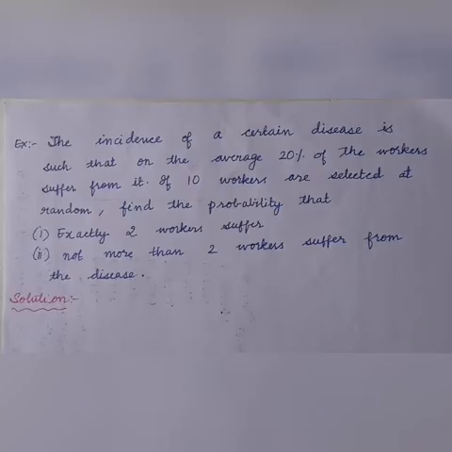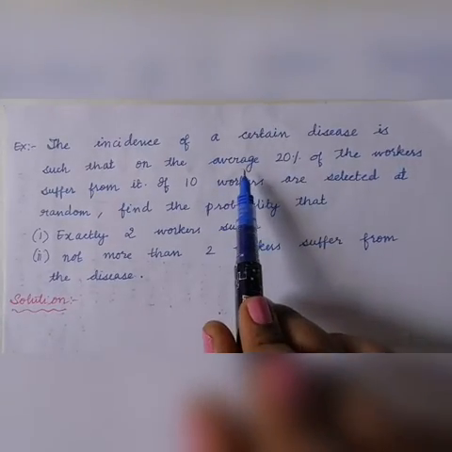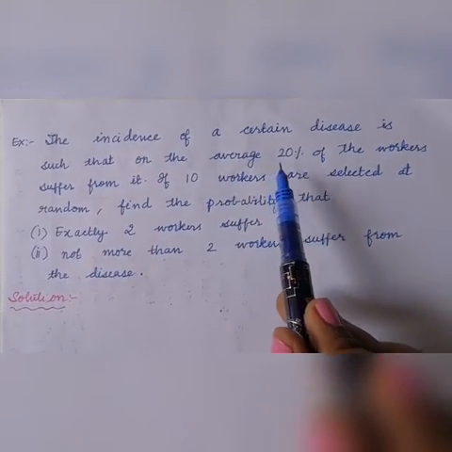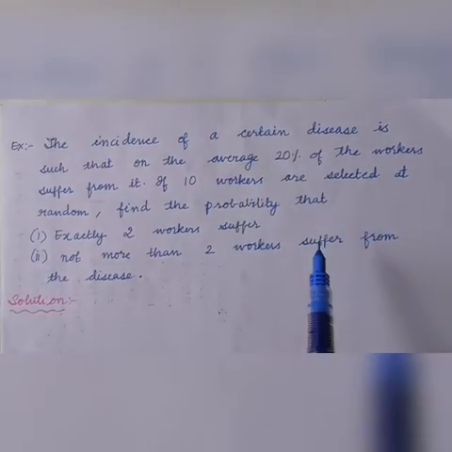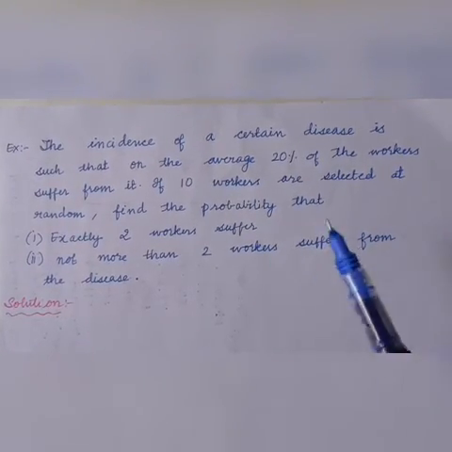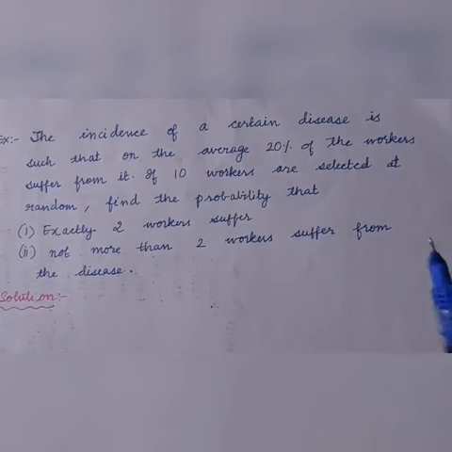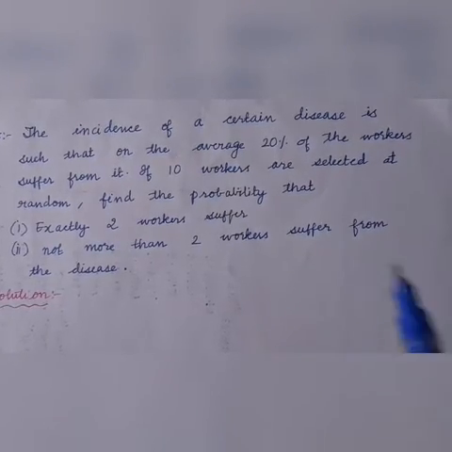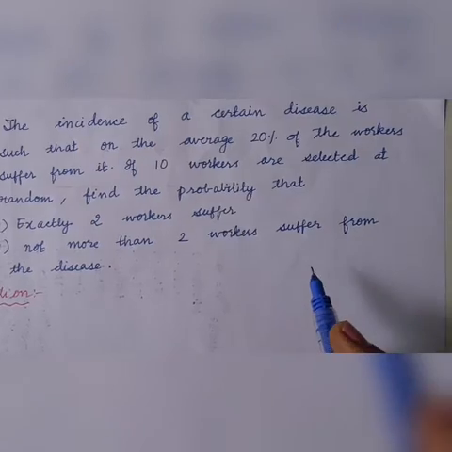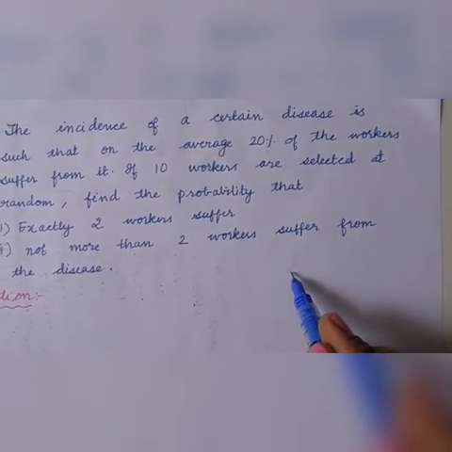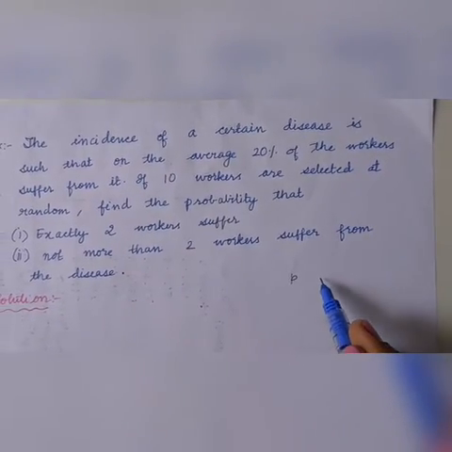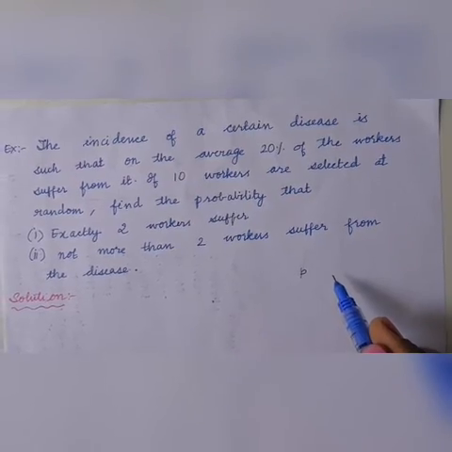X is success. Success is a person being infected, or a person having the particular disease that has been mentioned, so that is success. X is the event where a person is having the disease. That is the value which is equal to P. Then Q is the failure, a person not having the disease.